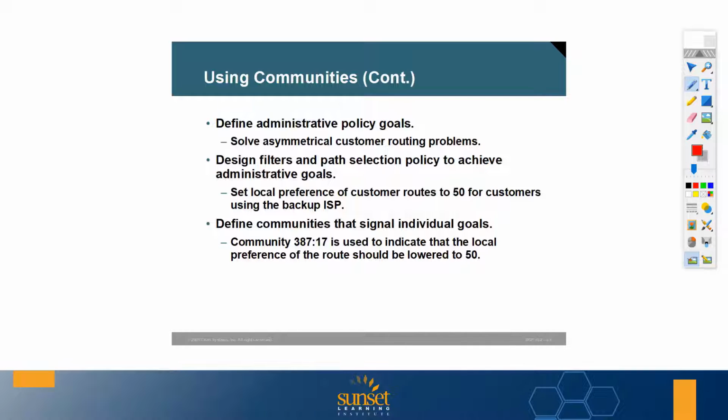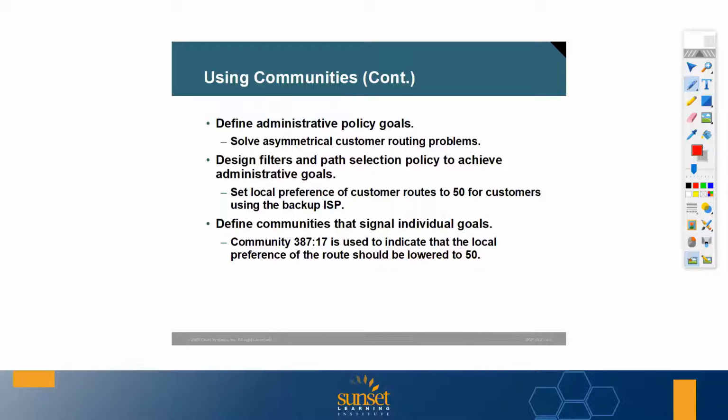To show in this case, our goal is to solve that asymmetric customer routing problem that we had in that very first slide. We're going to define filters and a path selection policy to achieve that. We're going to set the local preference of the customer routes to be 50 for all customers using a backup ISP.